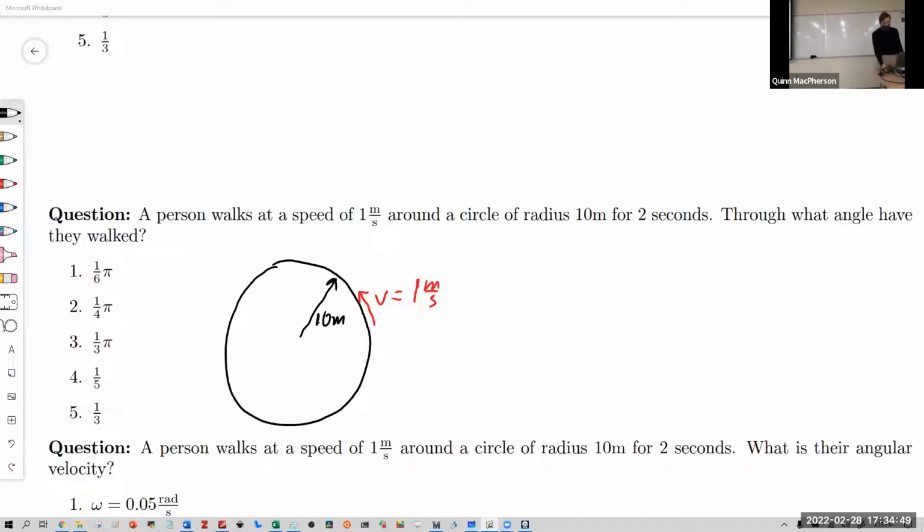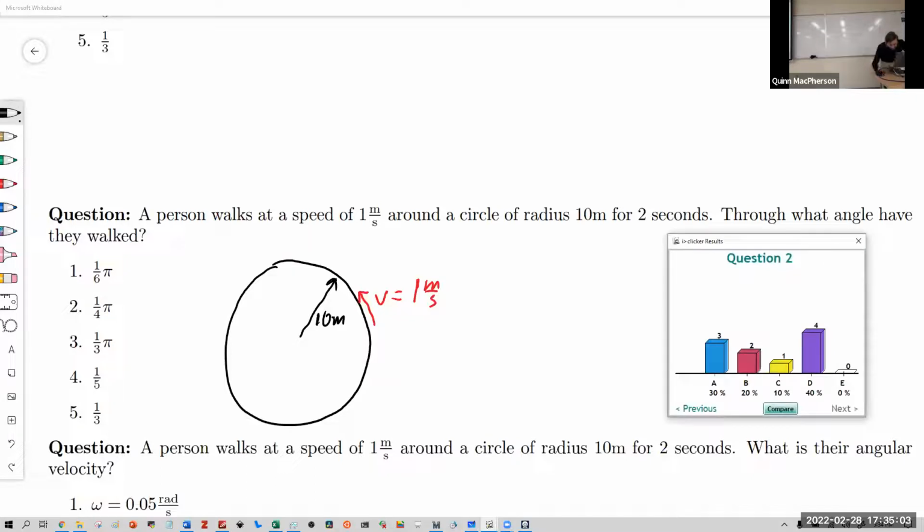Okay, how about 10 more seconds? Five, 4, 3, 2, 1. Display. Okay, so there's some discernment. All right.